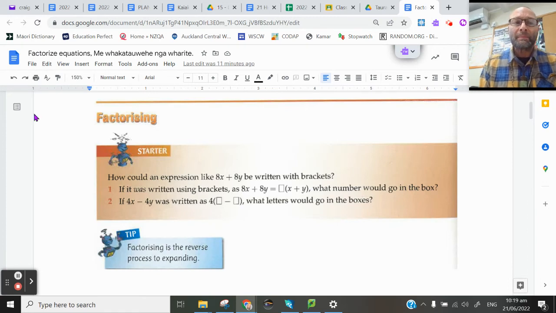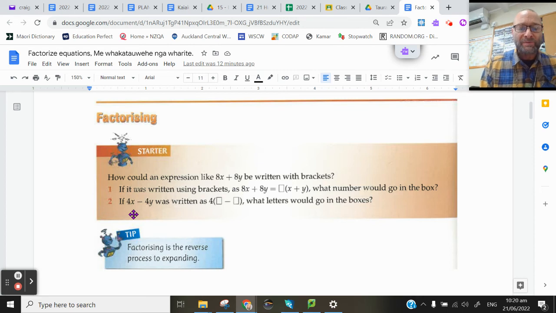This video lesson, we're going to be talking about factorizing equations, me whakatauwehe ngā wharite. Now, factorizing. Let's look at our starter. How could an expression like 8x plus 8y be written with brackets? Well, if it was written using brackets, the 8x plus 8y would have a number and then this in the brackets. And what would be the number that goes in that box? Hopefully you're thinking 8, because 8 times the quantity x plus y, 8 times x is 8x, and 8 times y is 8y. So factorizing is going to bring back the brackets.